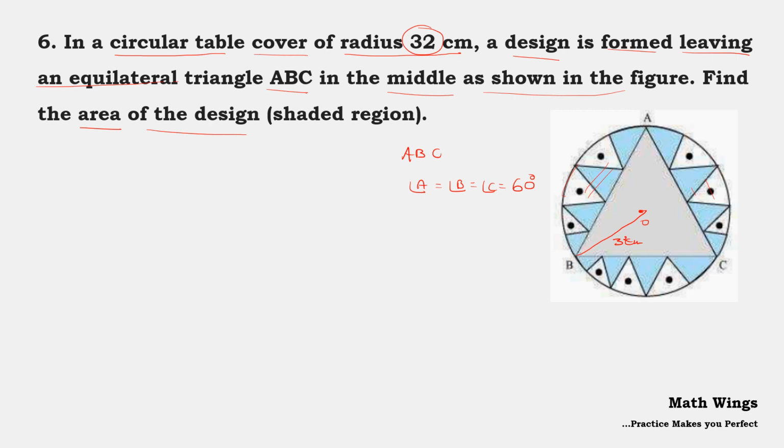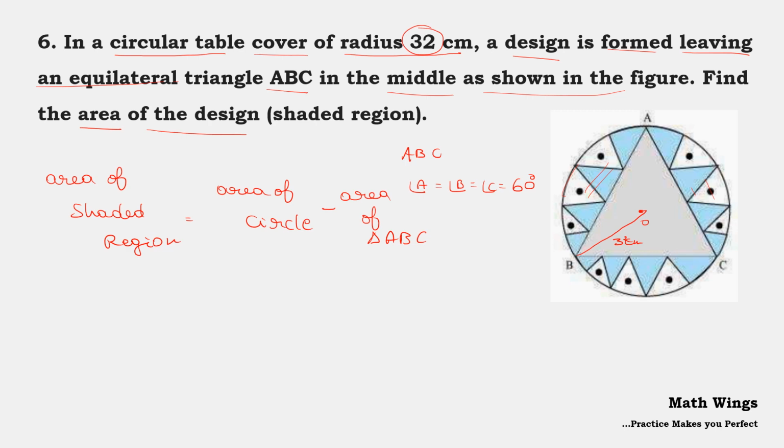Now, how can we find the answer here? What's the area of the shaded region? So, area of shaded region is equal to area of the circle minus the area of the equilateral triangle. So area of circle minus area of triangle ABC. Now observe how we can find the area of the circle.